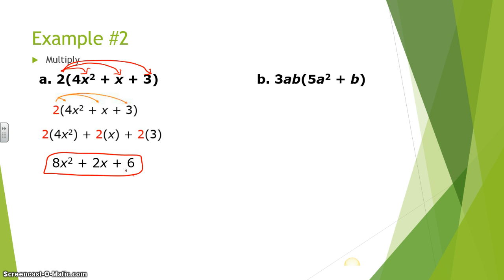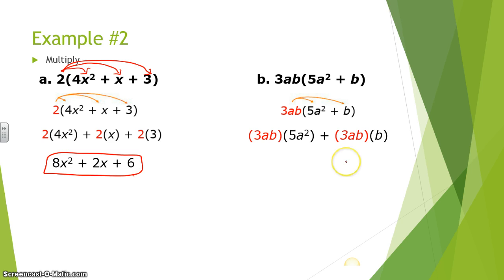B, we're doing something similar like we did for A. We have 3ab in the parentheses 5a squared plus b. So we're going to distribute that 3ab to each situation in the parentheses. So what I get here is 3ab times 5a squared plus 3ab times b.